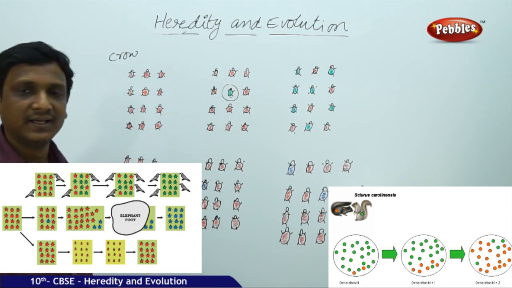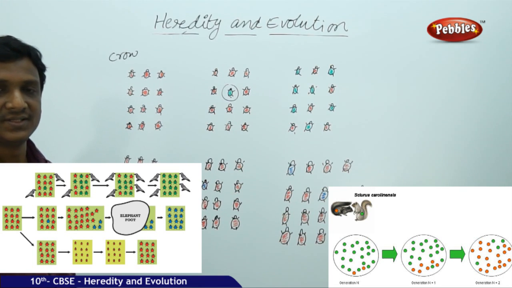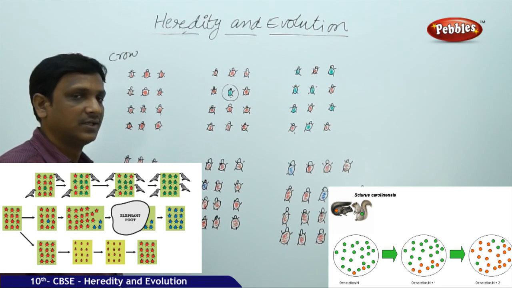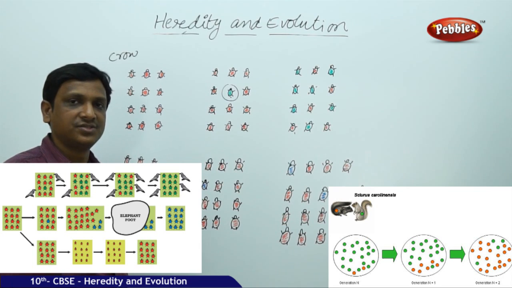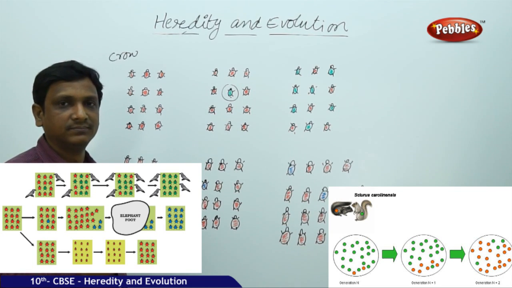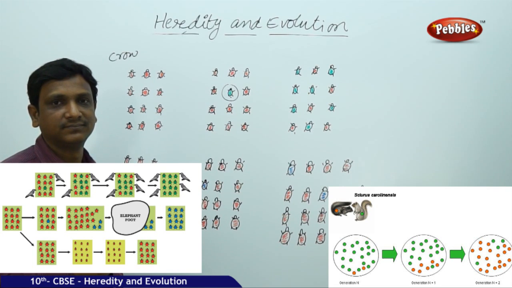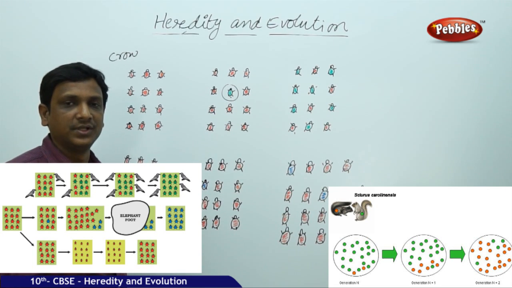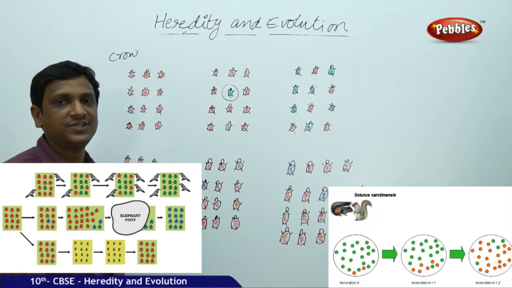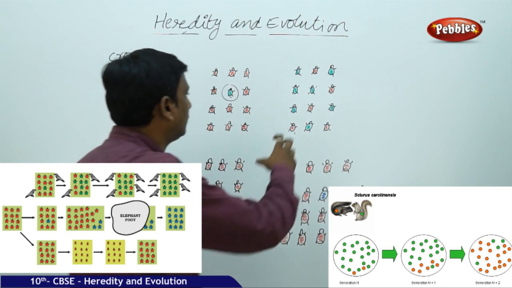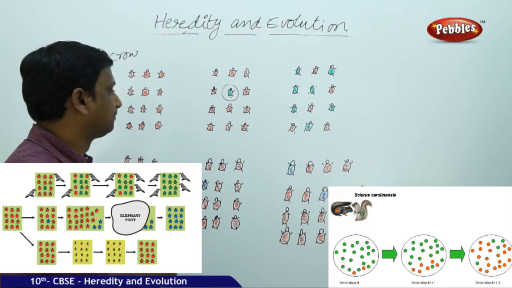You can see that here the green color is an advantageous variation for the beetle population. So over the generations, you can see the green beetle population is more and the red beetle population is less. The variation, the green color, benefited the organism. So this is situation 1.